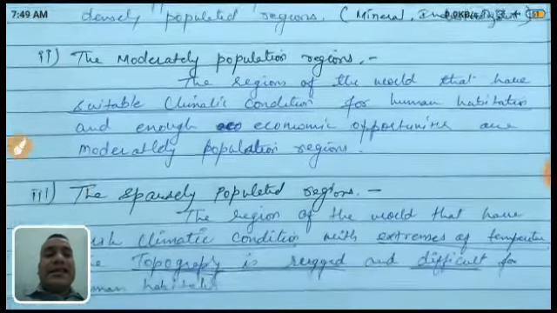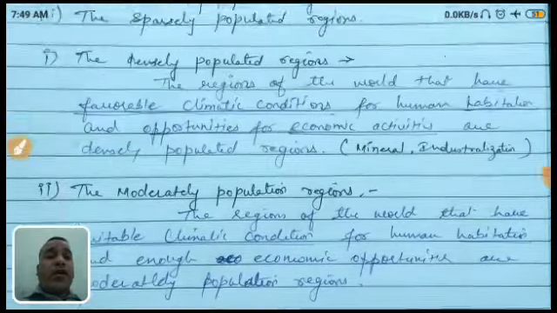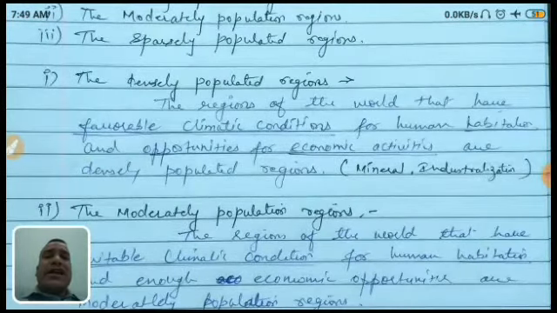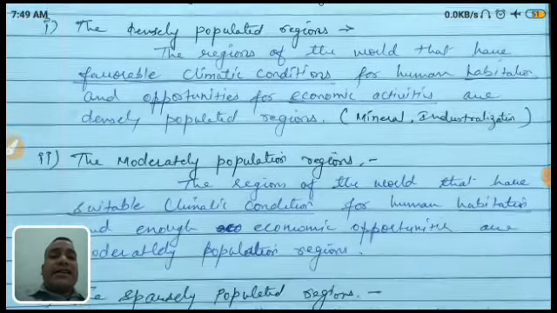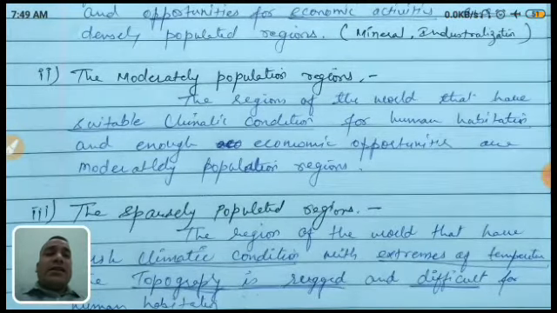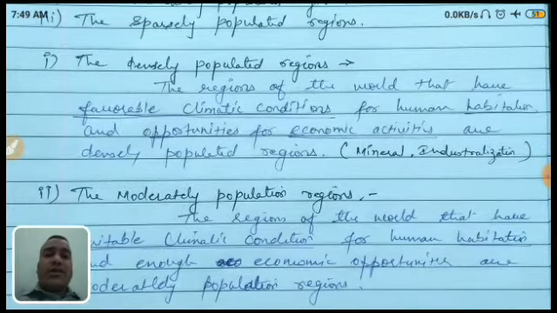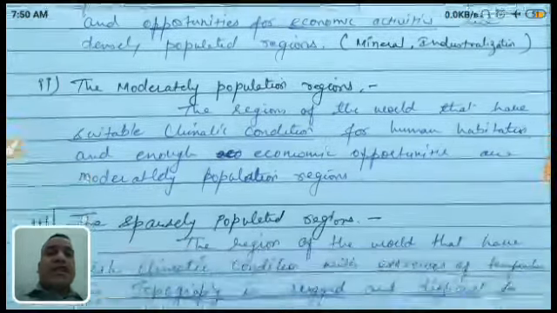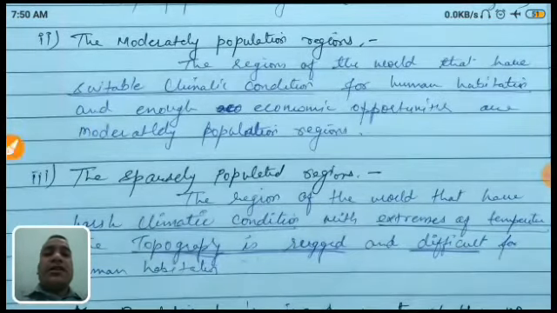Next, if I'm talking about the examples, yes. First of all, let me clear the definitions, then I will clear the examples. Along with the definition, you have to write only two or three examples. Examples means the names of countries, which countries are included in densely, moderately populated regions and so on. Okay, so now the second one, the moderately populated region. What is a moderately populated region?